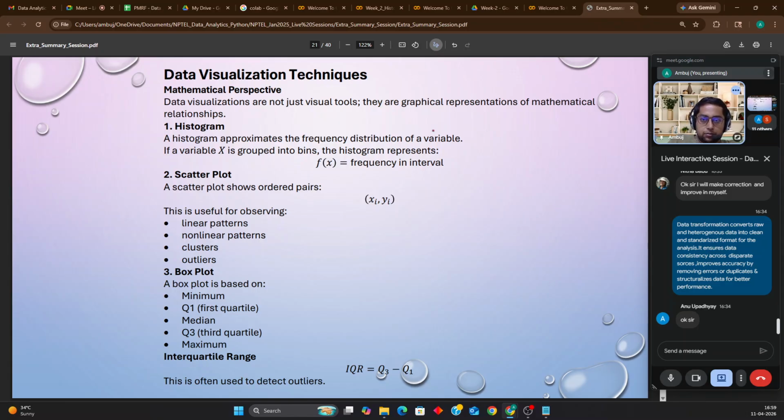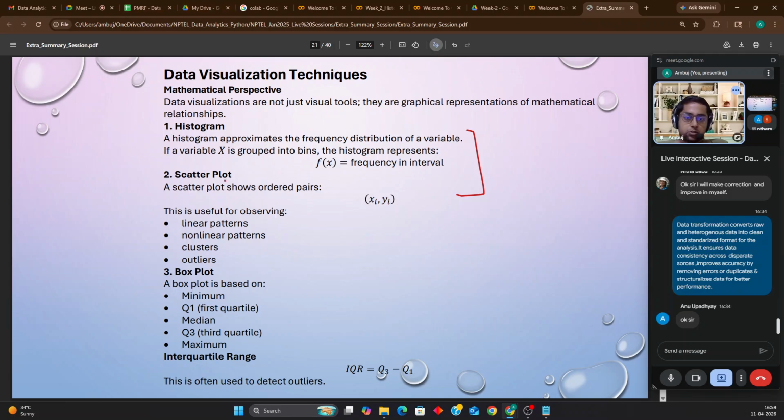Techniques are there. For example, histogram is there. It approximates the frequency distribution of the variable. If X variable is there, it is grouped into bins. And the histogram will represent the frequency in the interval. The scatter plot will organize the data into various ordered pairs, xi and yi's.